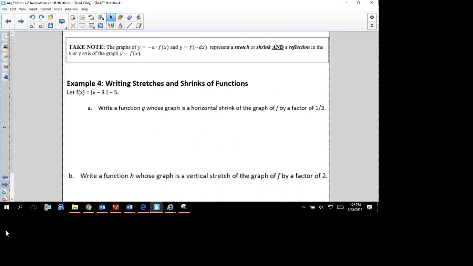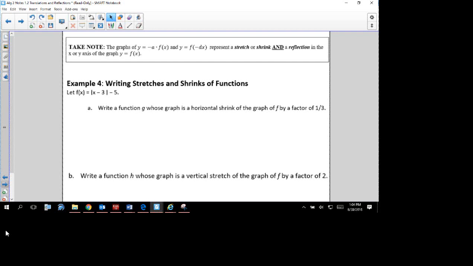So today we're going to be writing equations, just like we were doing yesterday, but this time we're going to have stretches and shrinks in it as well. So we read, by the way, the take note just talks about if there's a negative next to a number, that is a reflection and a stretch or shrink, which I already said. That's what that take note is.